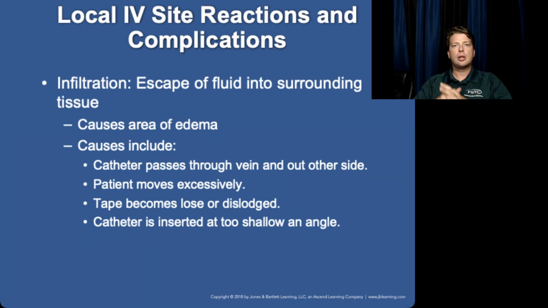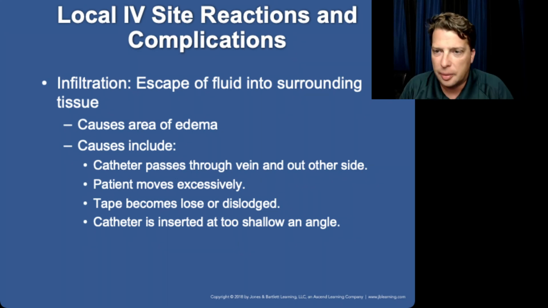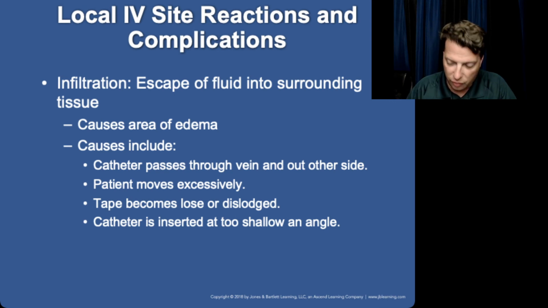All right, so let's talk a little about some of the failures and some of the damage or irritation that's created as a result of IVs. So infiltration is one of the big ones. This is when the catheter is no longer in the vein. It could be that you inserted it into the vein and then it passed through the other side, or the vein exploded, fell apart. We call that the vein blew. Or the movement of the patient caused the catheter to withdraw from the vein. These are all options there.